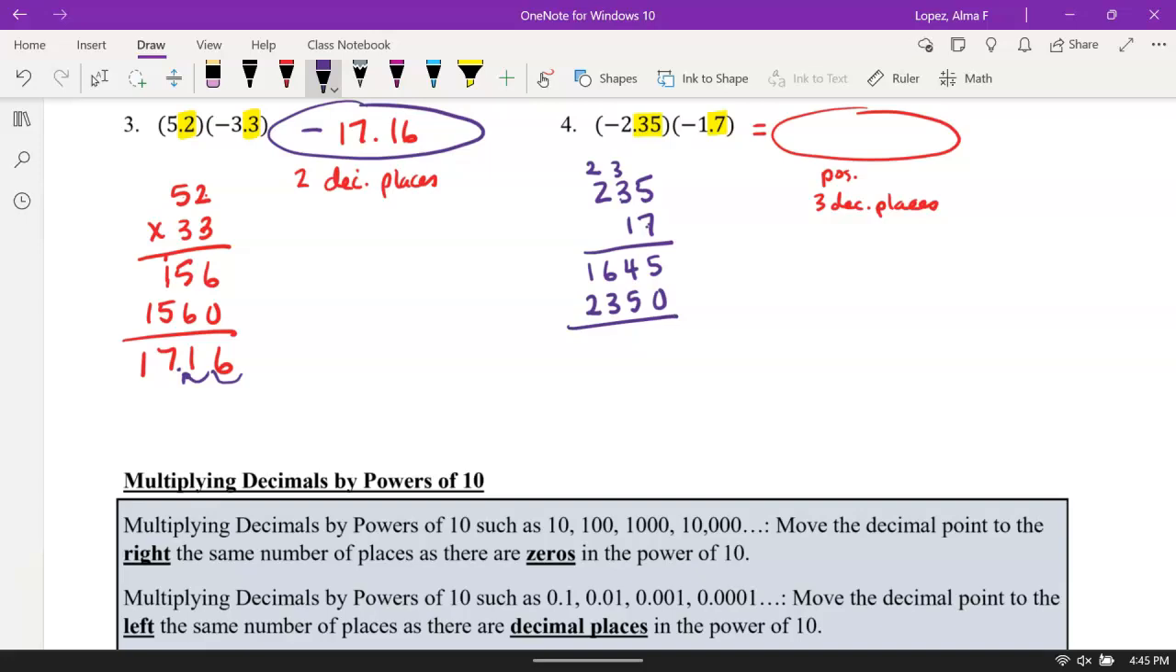I'm going to add everything together. That's 5, 9, 9, and 3. I know that it's going to include 3 decimal places, so 1, 2, 3. Here's where my new decimal point goes. So my final answer will be 3.995.